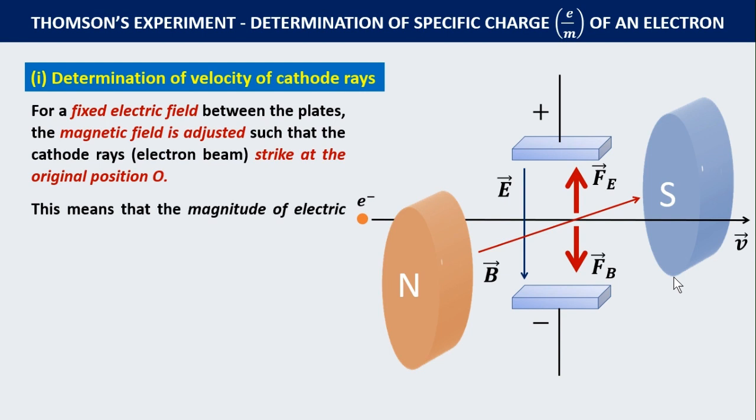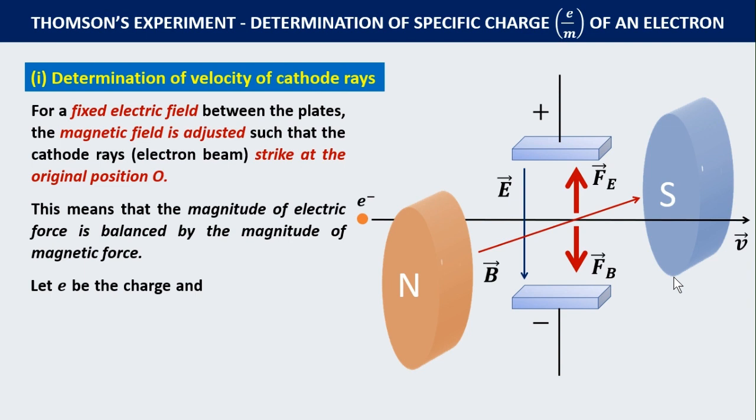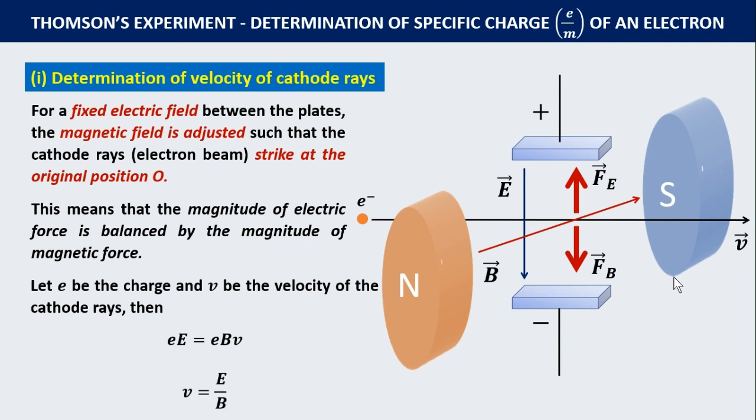This means that the magnitude of the electric force is balanced by the magnitude of the magnetic force. So let e be the charge and v be the velocity of the cathode rays, then the magnitude of the electric force is equal to the magnitude of the magnetic force. So eE equals eBv. We find the velocity v equals E by B. Let us write this. This is a very important relation we will be using in our further derivation.